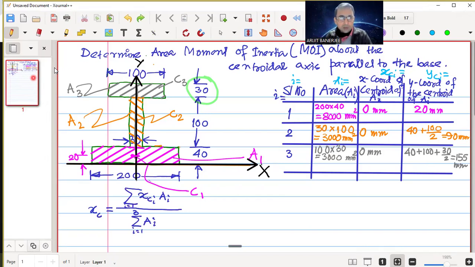Okay. i = 1 to 3. Therefore, it will be 0 because all these xi's are 0. So it will be 0 by a1 plus a2 plus a3, because it is 0 into a1 plus 0 into a2 plus 0 into a3. So it is 0 all. Therefore, it is 0. So xc is 0.